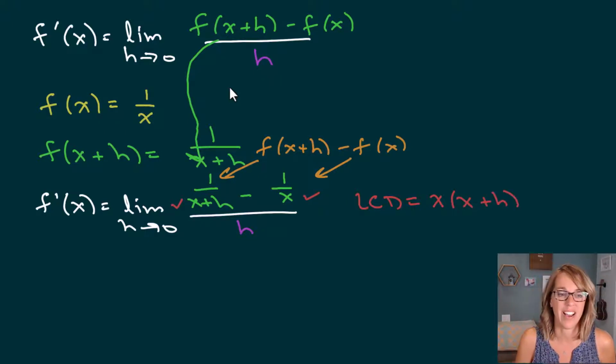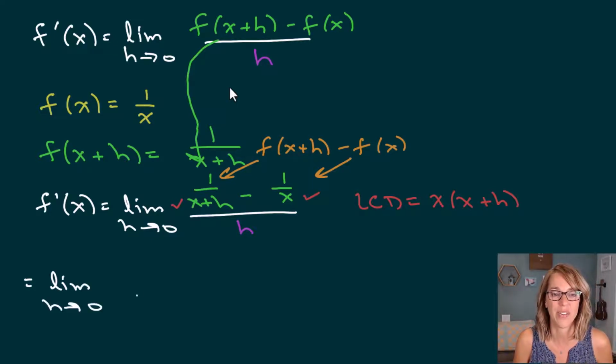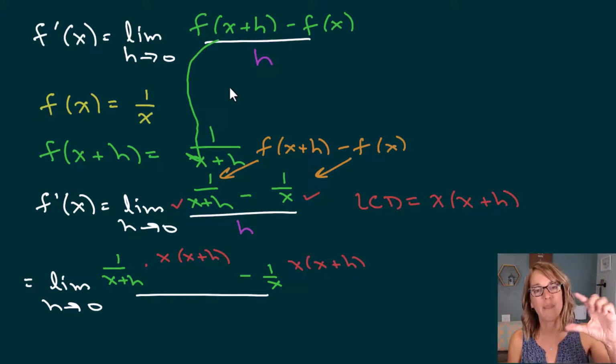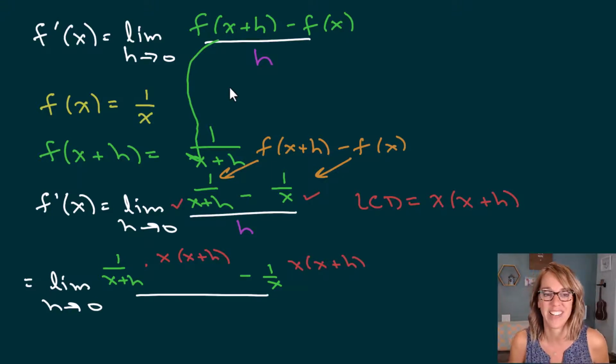Let me rewrite what I've got because this is becoming a little bit messy. So the limit as h approaches 0. In my numerator, I've got 1 over x plus h, but I need to multiply everything by that common denominator. So this is going to be times x plus h. These are in a numerator. And then I've got minus the 1 over x also needs to be multiplied by that common denominator. I'm clearing fractions here, x plus h. And whatever I do to the top, I need to also do to the bottom to keep this balanced. So h also gets multiplied by that LCD x plus h.